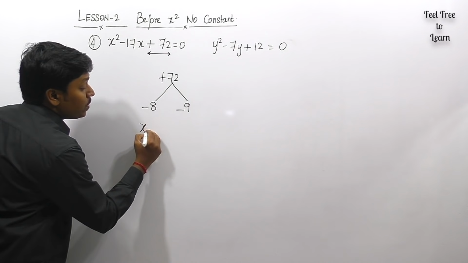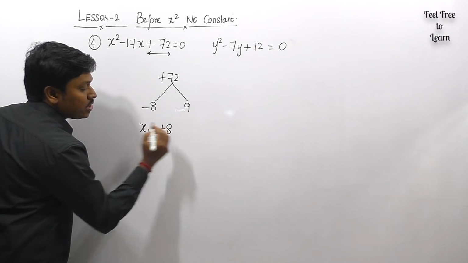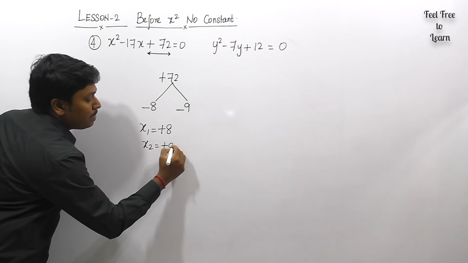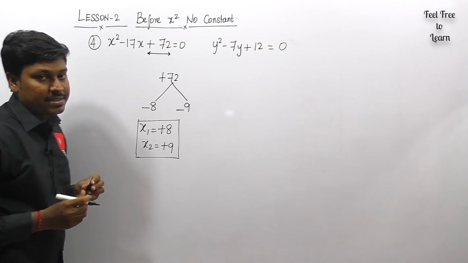So while writing, you need to change the sign, which is important. Here it is minus 8, but while writing it should be plus 8. And here it is minus 9, but while writing it should be plus 9. So finally we got the factors of x, that is plus 8 and plus 9.